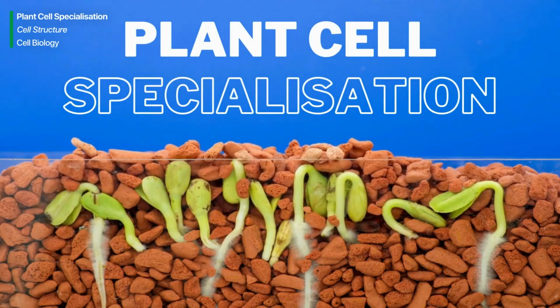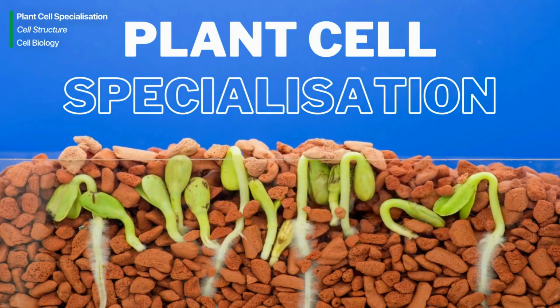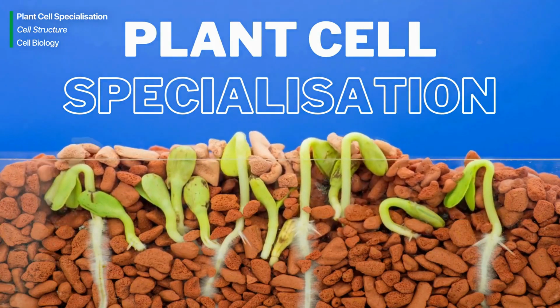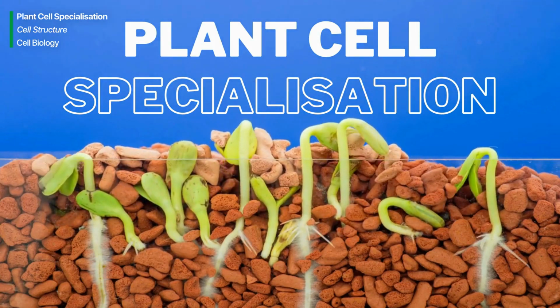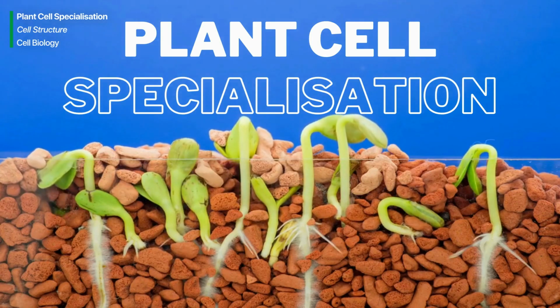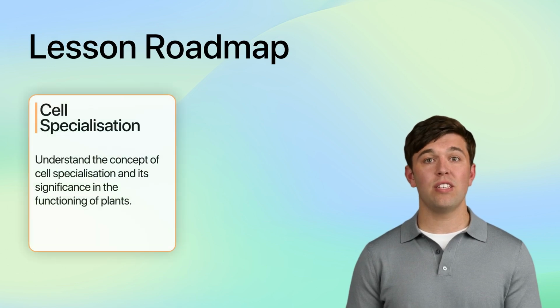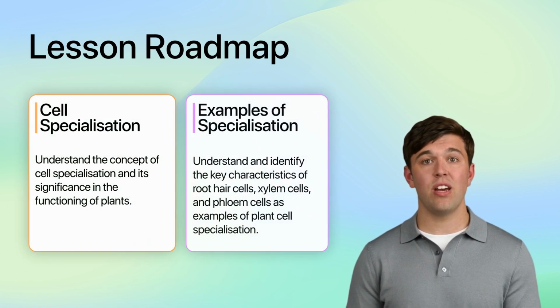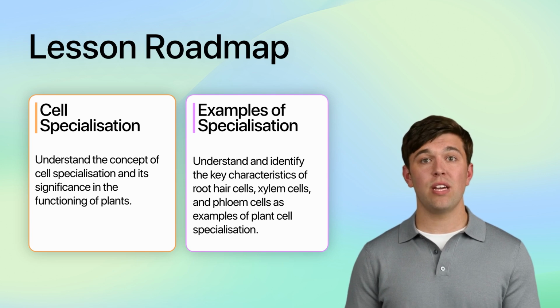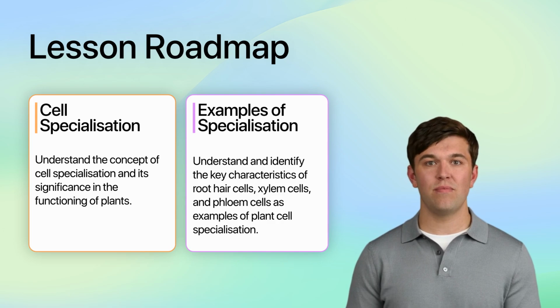Welcome to today's lesson on the specialization of plant cells, where we will study how different plant cells are uniquely structured to perform specific functions for the plant as a whole. In our lesson today, we will understand the concept of cell specialization before looking at various specialized plant cells such as root hair cells, xylem cells, and phloem cells, understanding their unique adaptations and the critical roles they play in maintaining the health and functionality of a plant.